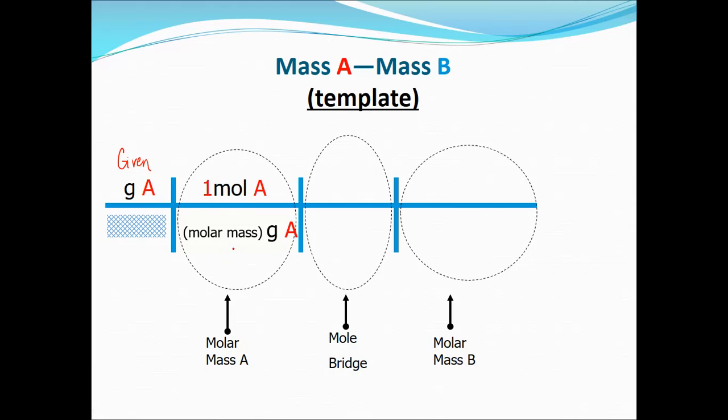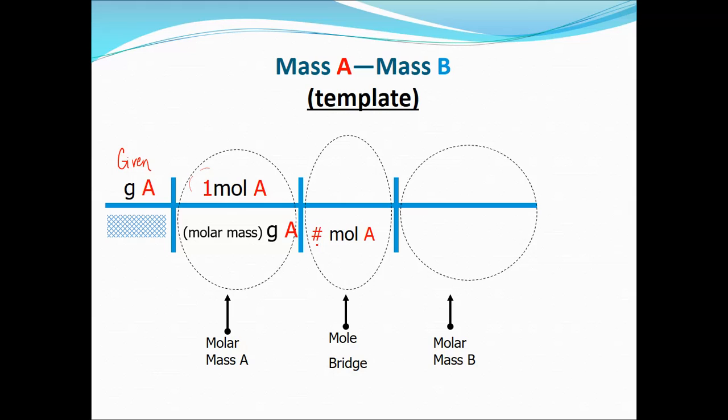So you will want to calculate the molar mass of A using your periodic table. And remember, for molar mass, it's always grams per 1 mole of that substance. Next, you need moles of A to cancel. So you bring down the unit moles of A where your mole bridge will go.